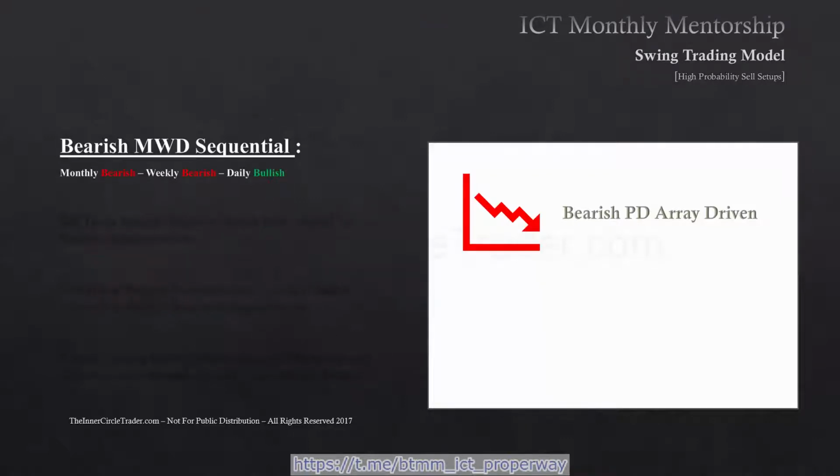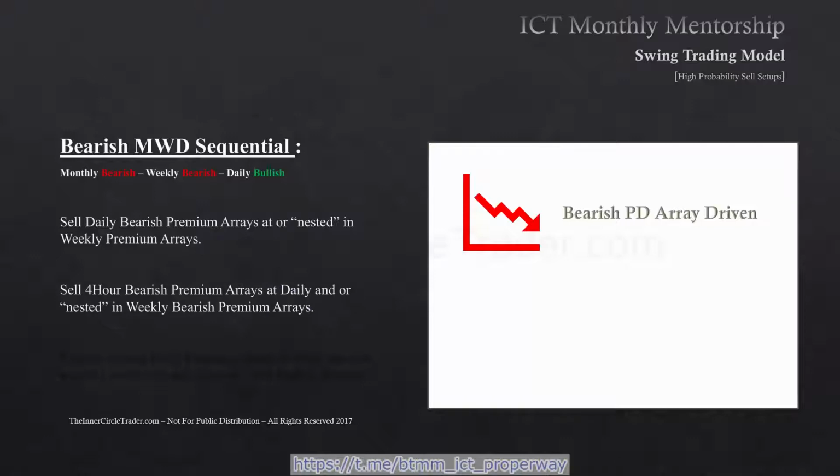When the monthly is bearish, the weekly is bearish, and the daily is bullish, that means there's a correction that's underway on the daily chart. You're going to sell daily bearish premium arrays at or nested in weekly premium arrays. You're going to sell 4-hour bearish premium arrays at daily and or nested in weekly bearish premium arrays. You're going to avoid selling daily premium arrays if the daily has just posted a lower low and rejected. This is going to be seen as a bullish breaker.